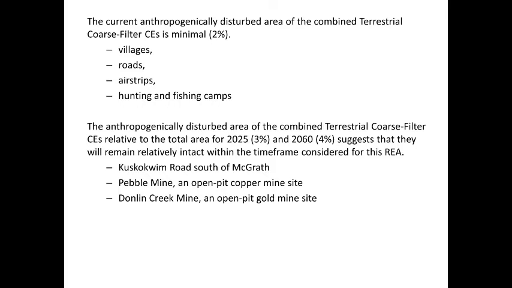And this is something we never had before, which are the anthropogenically disturbed sites within the REA, and so this is really interesting. But right now, it's only 2% of the entire area. It's mostly villages, roads, airstrips, hunting and fishing camps, and it's predicted to go up to 3% to 4% for all of the CEs combined that we looked at. And this increase is mostly due to the Custom Road south of McGrath, the Pebble Mine, and the Donlin Creek Mine.